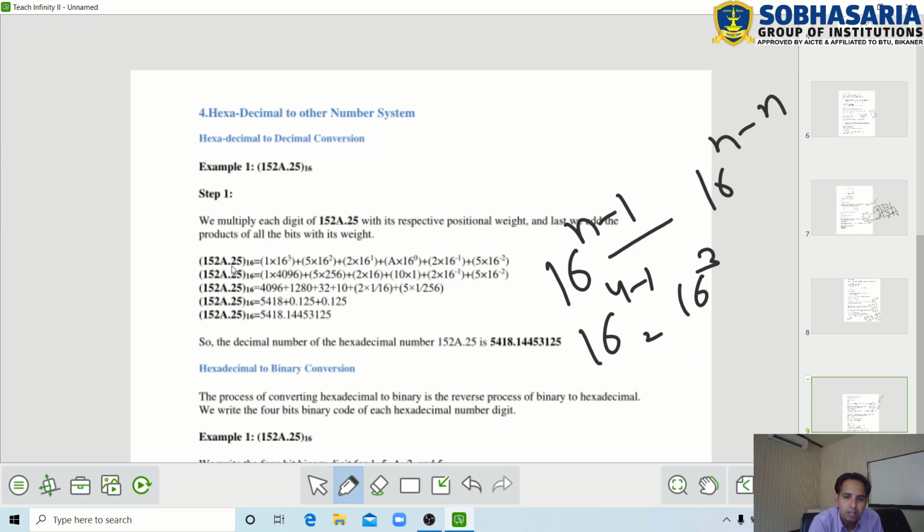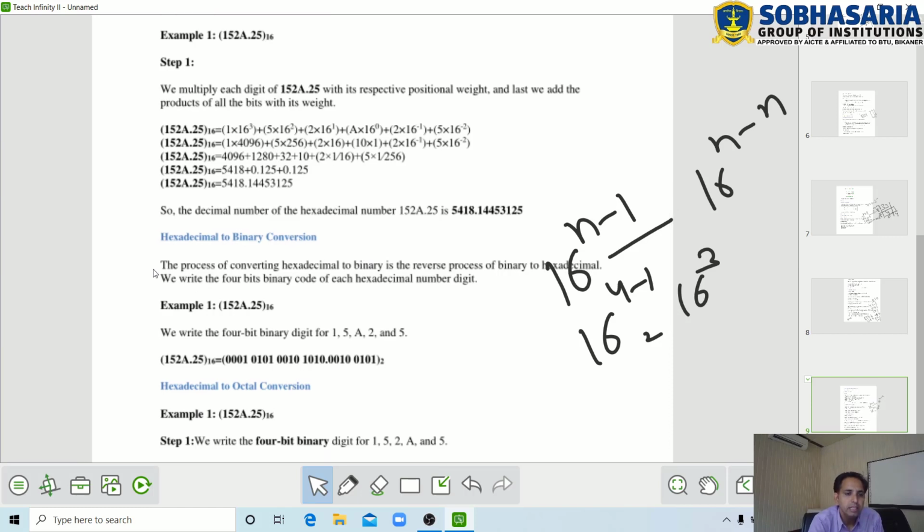After the fraction point, the powers start from negative: 2 is multiplied by 16 to the power minus 1, 5 is multiplied by 16 to the power minus 2, up to minus n. Now after the calculation we get the result 5418.14453125. So this is the decimal number of the hexadecimal number.